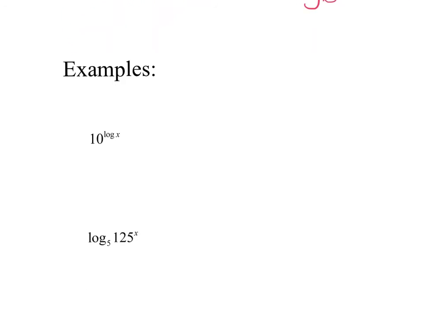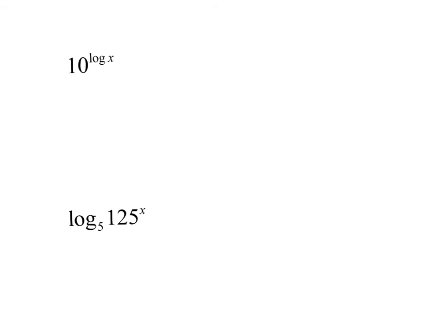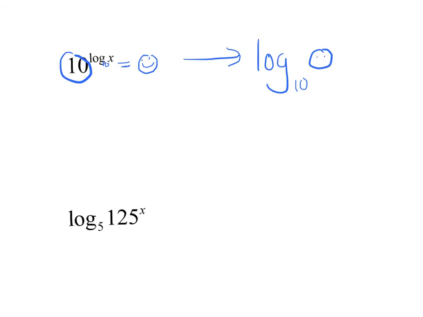So let's look at an example, a couple examples actually. So here I have 10 to the log. Remember, if there is no base, that's a 10. So I've got 10 to the log base 10 of x. Now let me just go again why this works. So let's say that equals smiley face. So if I rewrite this in log form, it's log base, the base of the exponent is 10, so the base of my logarithm is 10, of smiley face equals the exponent log base 10 of x. So smiley face must equal x. This must equal x. Okay?